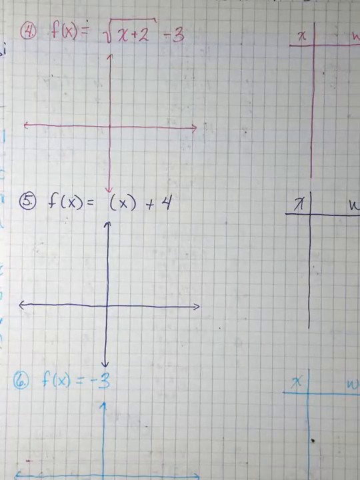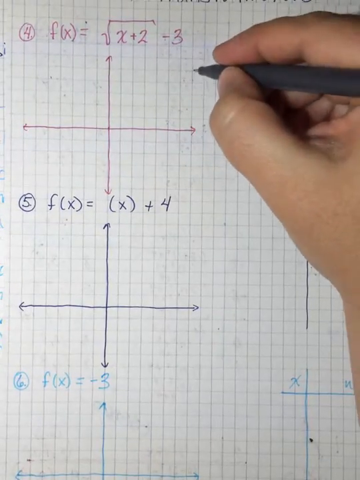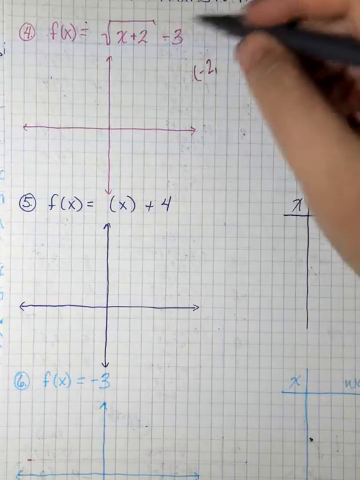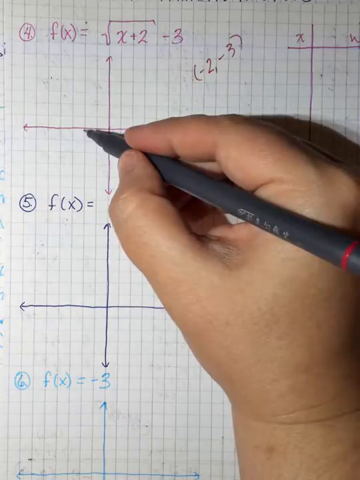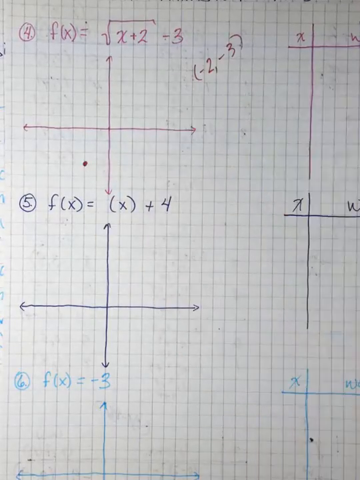So again, the vertex, looking on the inside, you get a positive 2. That means my vertex is going to be a negative number, a -2. Outside's a -3. So we're starting at -2, -3. We're starting way down here.